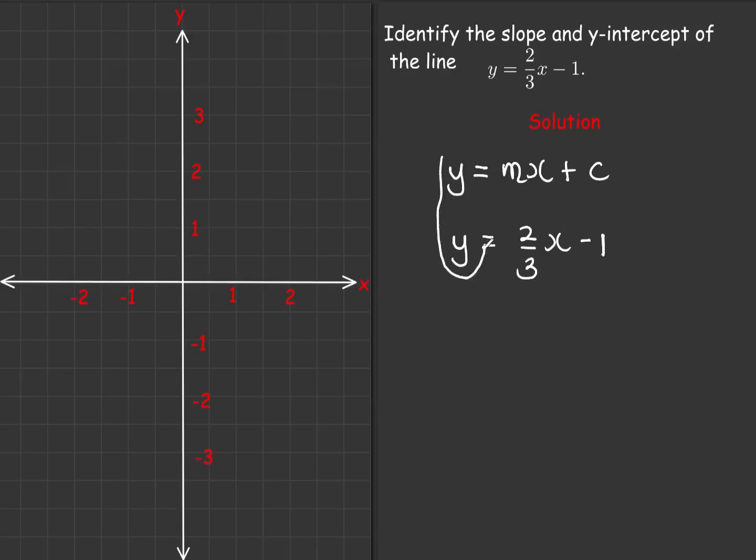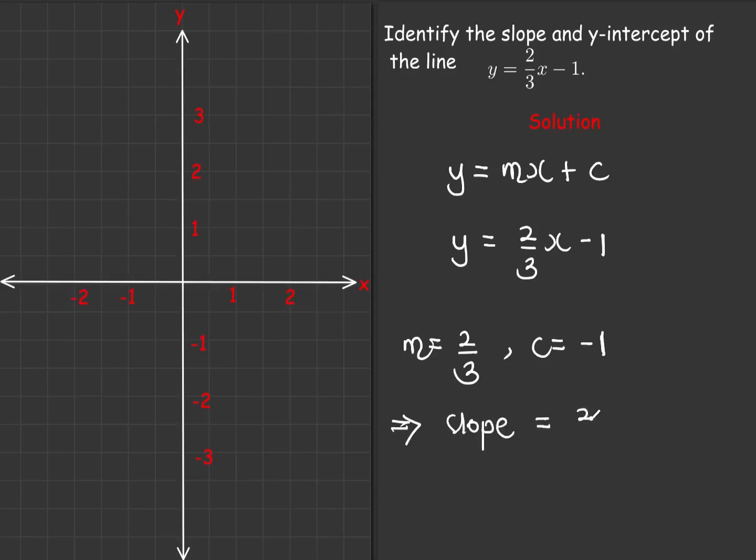So all you need to do is to compare the values. As you can see, our y is our y over here. x is still x over here. The coefficient of x is m. So comparing that, from observation, our m is equal to 2 over 3. The same applies here: your c is equal to negative 1.